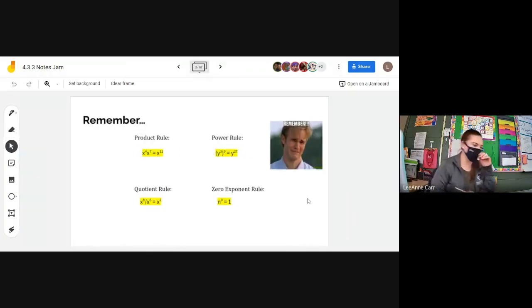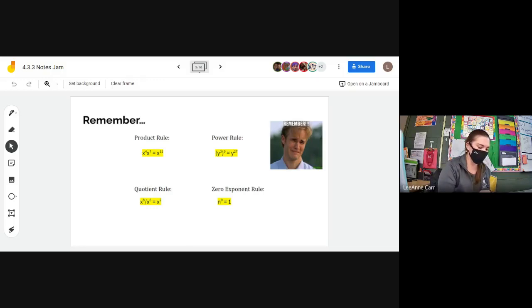So let's start things off. If you're looking at the handout, there's a spot for you to put an example of each of these rules. These are ones that we went over last week, so they should look very familiar to us. There are 4 basic exponent rules. If you need to move forward, that's okay.